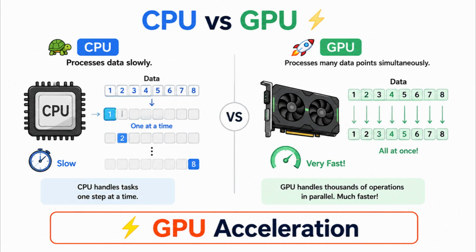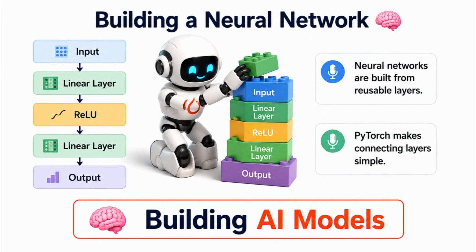PyTorch can run on CPUs or GPUs. GPUs make training deep learning models dramatically faster. Neural networks are built from reusable layers. PyTorch makes connecting layers simple.